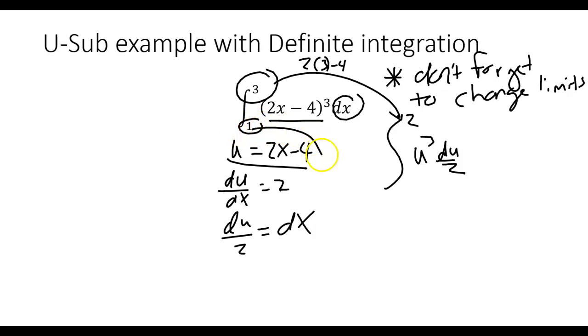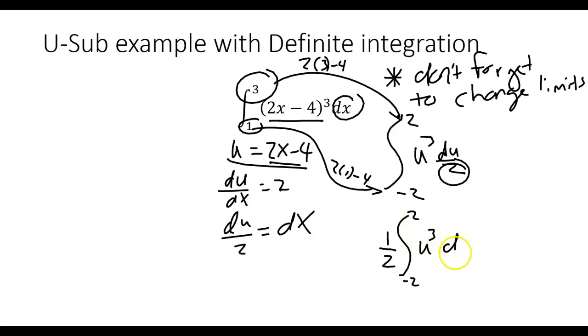To change this one, you do the same thing. You just plug it into this expression here. So 2 times 1 minus 4 is negative 2. So the limits change from 1 and 3 to negative 2 and 2. So I'm going to take this 2 out, but it is a denominator number, so when I take it out, I'm going to put it as a fraction. We have our new limits, and then we have u cubed.